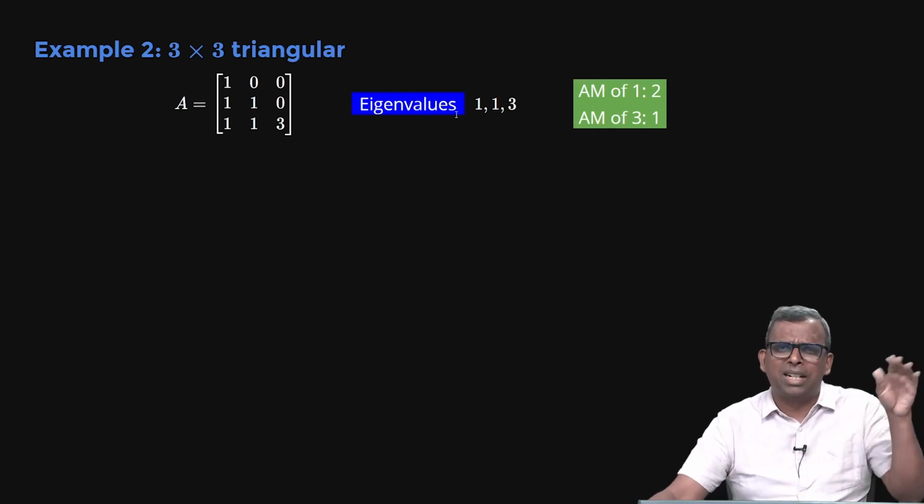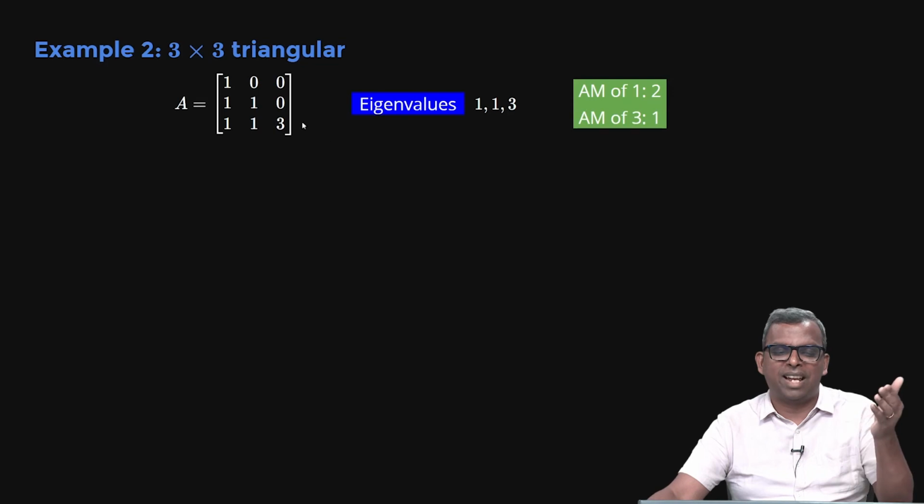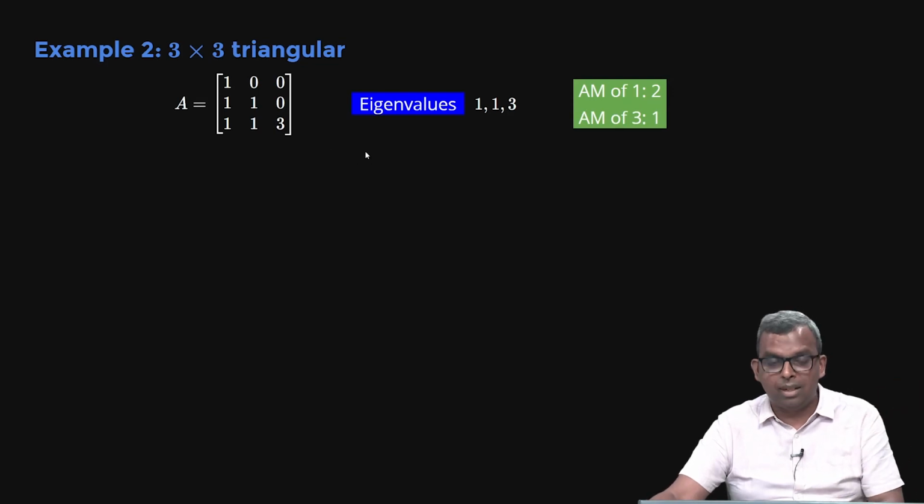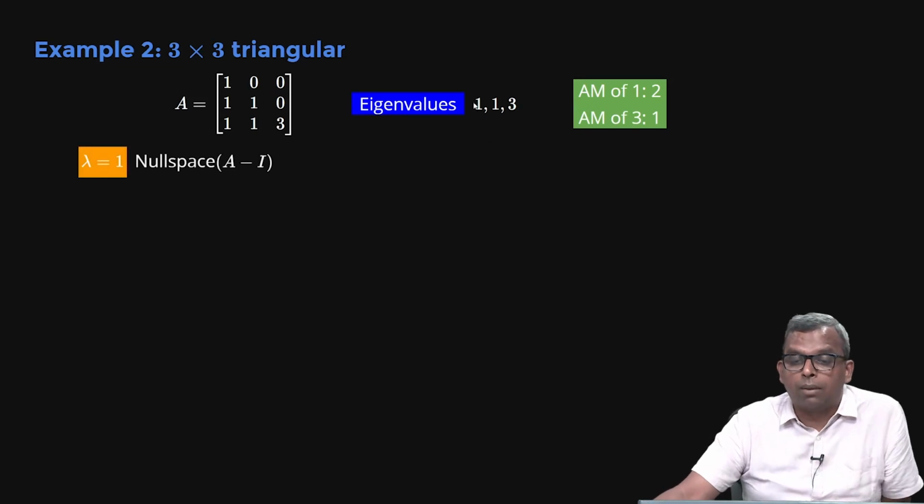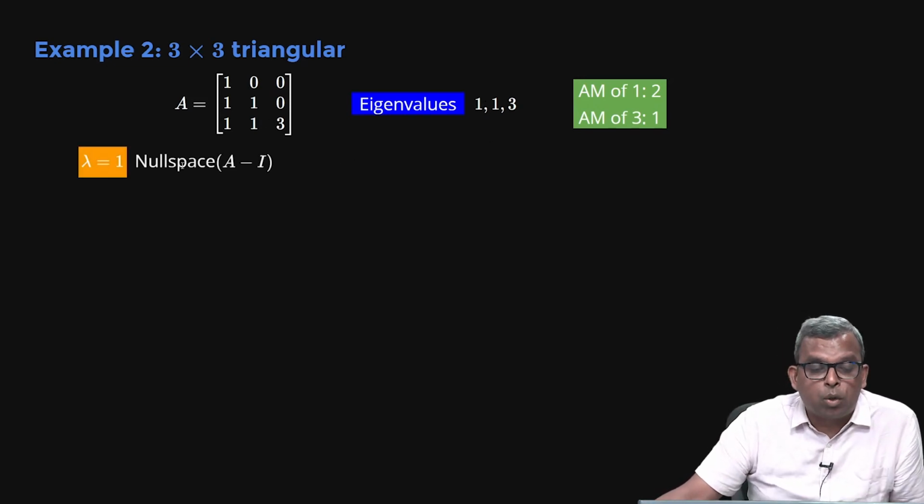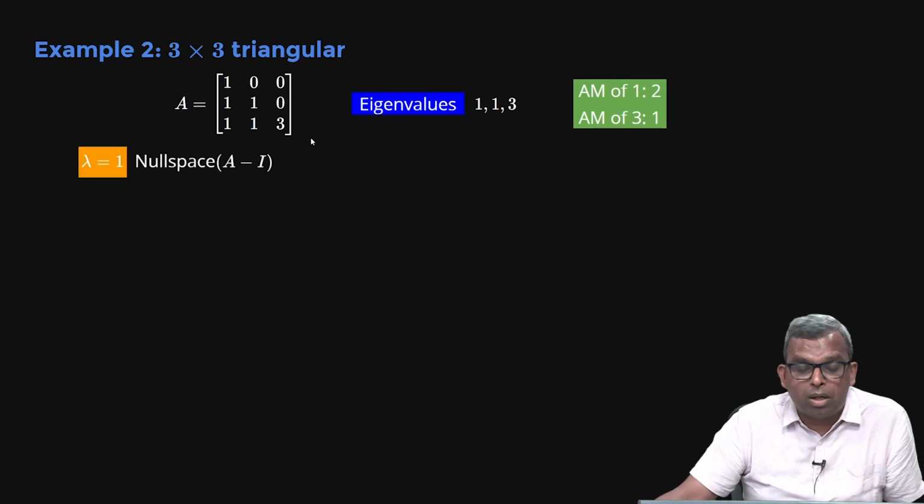I did not write down the determinant of A minus lambda I and all, but anyway it is a triangular matrix, so the values on the diagonal will end up being the eigenvalues. Now, let us do lambda equals 1. When lambda is 1, I am going to look at the null space of A minus I; I have to subtract 1 from the diagonal.